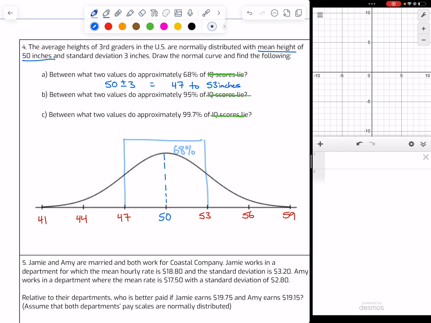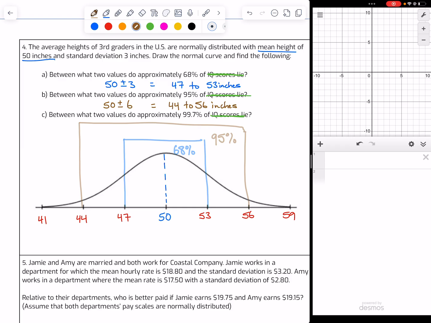the third graders. Between what two values do approximately 95% of the data fall? So that is the second standard deviation away from the mean. So we would say, within 2 standard deviations from the mean, 95% of our data is there. And to actually calculate that, we can say 50 plus or minus 2 standard deviations, which is 6, which gives us the 44 we've already calculated to the 56. You can just look at your picture for that. And so that's the answer to part B.